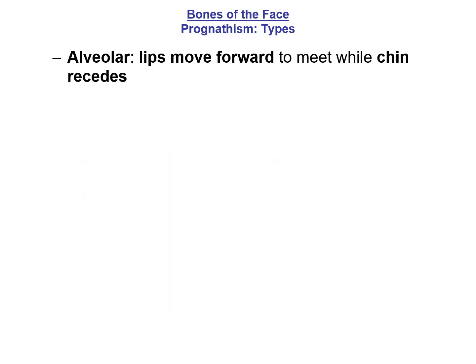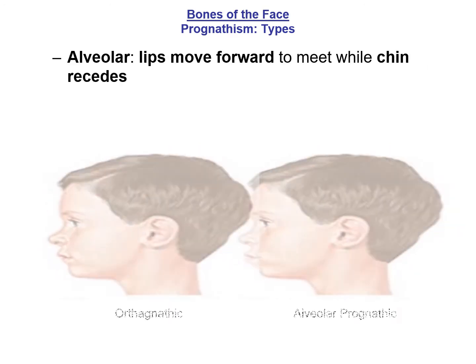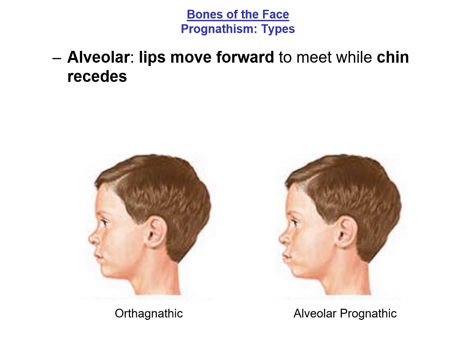There's alveolar prognathism, in which the lips move forward to meet while the chin recedes. Duck lips is how I tend to describe it. I have a cousin that has duck lips. He has alveolar prognathism. So his lips just kind of purse out a little bit.